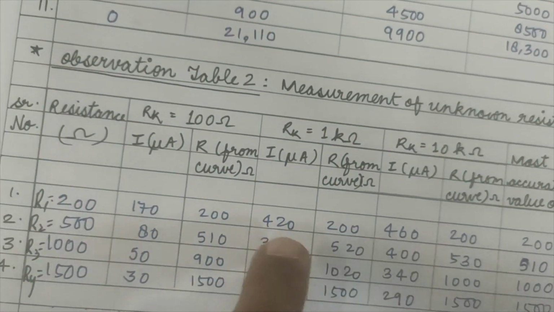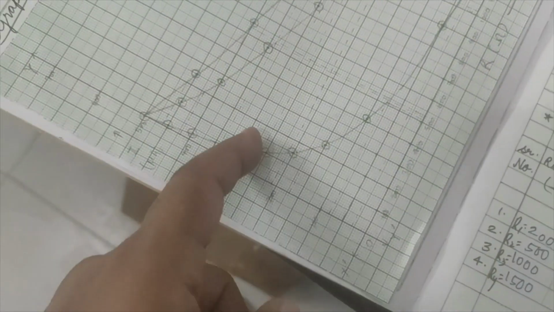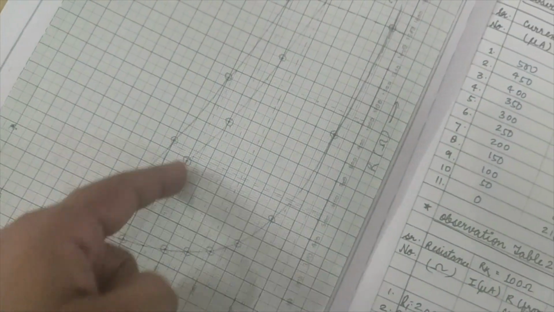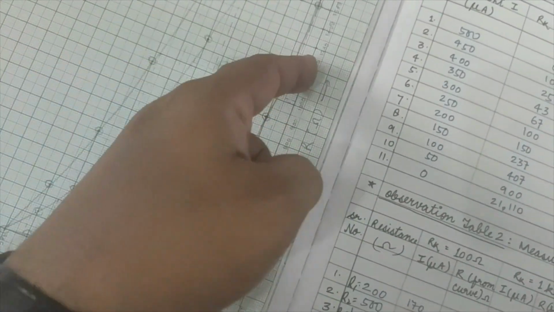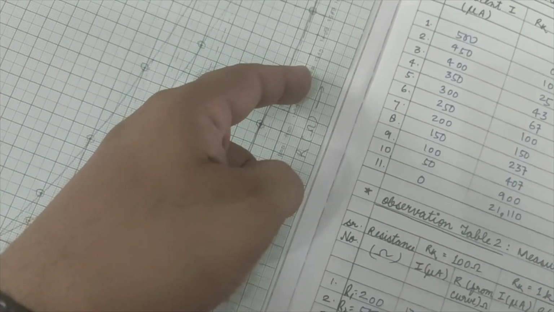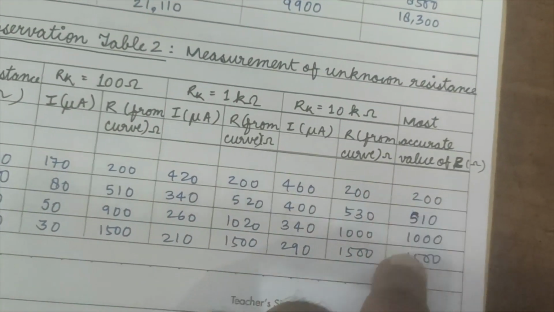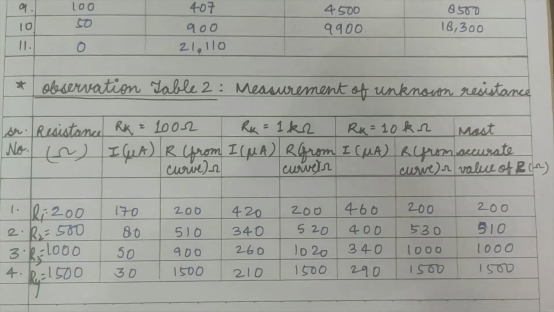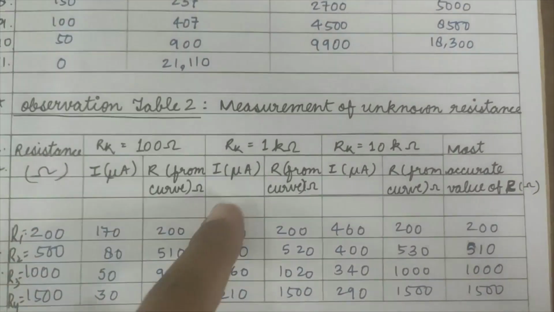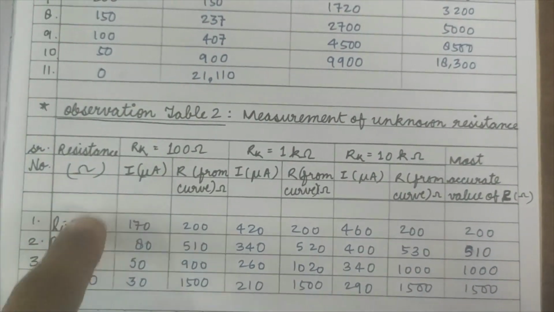Similarly for 1 kilo ohm, for this current, choose the value of current, draw a line where it cuts the graph, and then go to the corresponding resistance value on the x-axis and note it down here. Okay, fine. Now once you note down the values of R, you have to find the most probable value of these four unknown resistances.